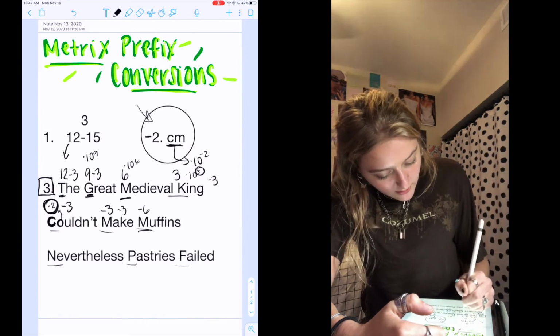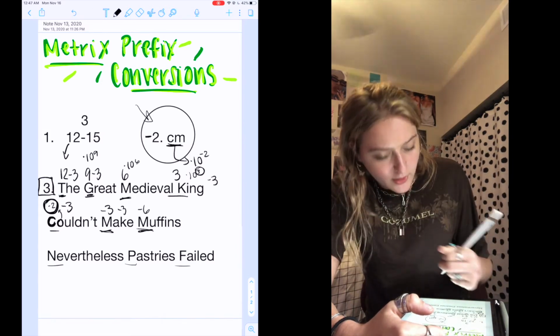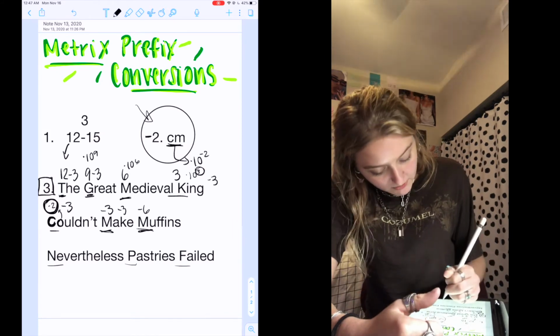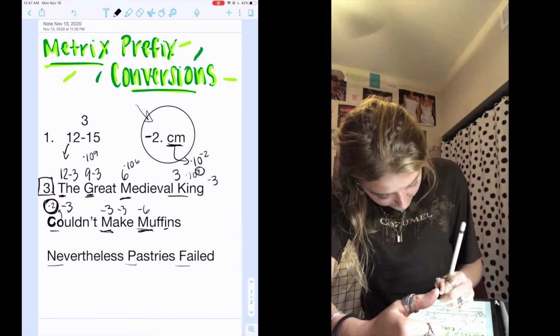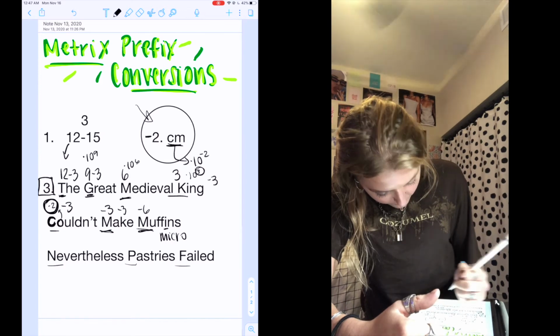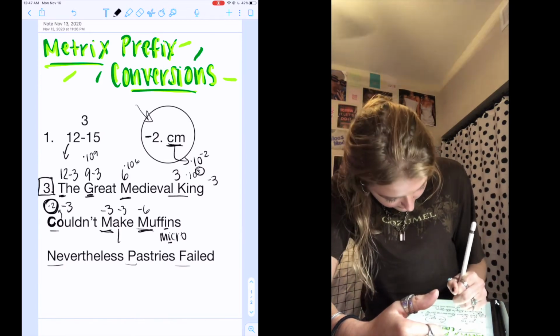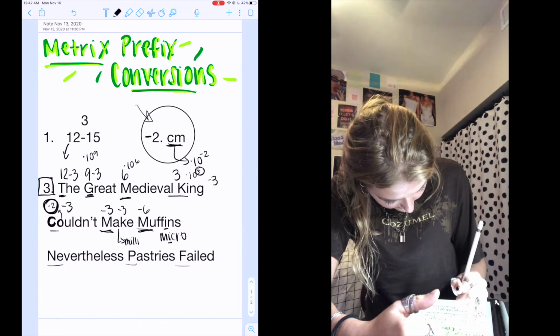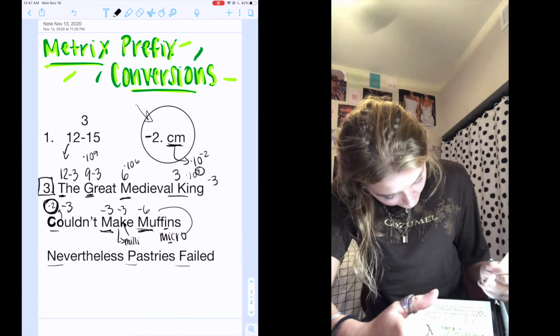There's 2 M's right here. One is for milli and one is for micro, and a lot of people didn't know which one is which, and that tripped them up. Just know that there is one I in muffin, and there is one I in micro. And so that means that this one is going to be milli. So milli is times 10 to the -3, and micro is times 10 to the -6.